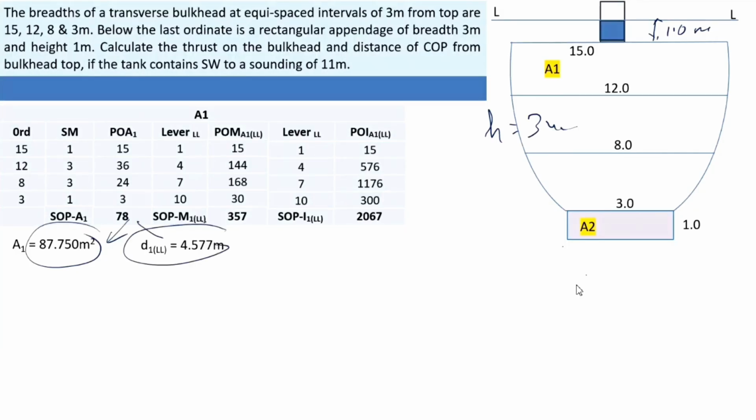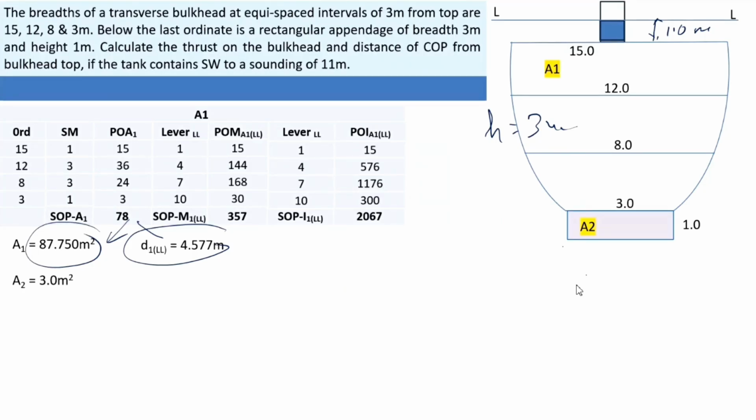This will be D1LL, that is moment of 1 divided by area of 1. You'll get D1LL. And A2 will be 3 square meters, 3 into 1. It's a rectangle. Guys, look at the diagram and tell me what is the D2LL. What is D2LL? How much is D2LL? Distance of GC of the rectangle from liquid level.